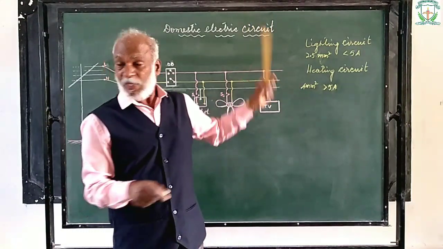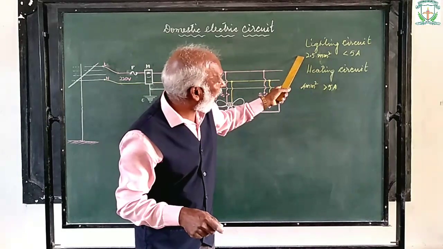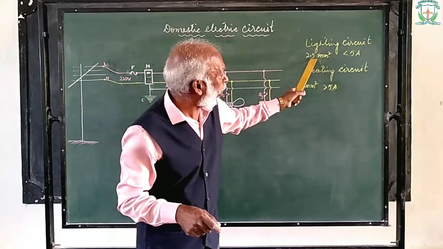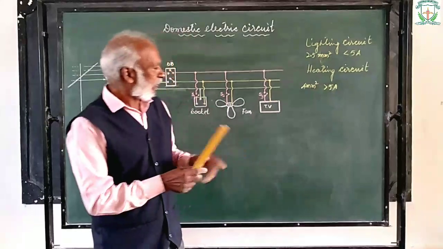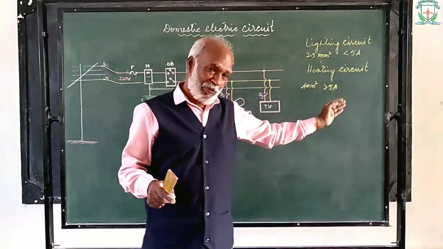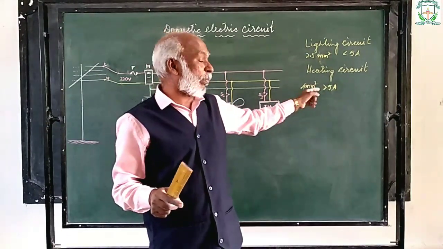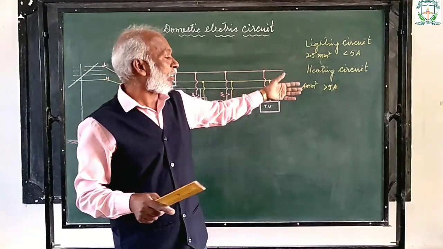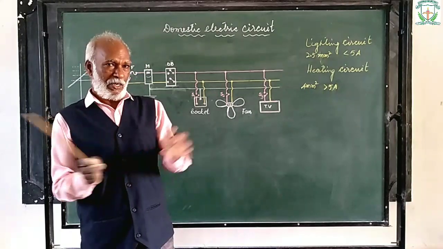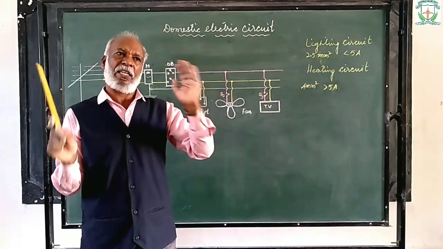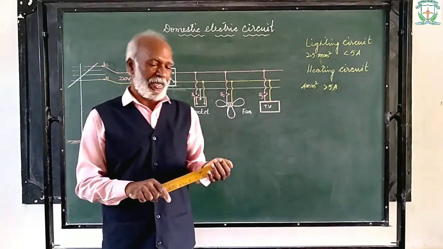So for the lighting circuit, 2.5 square mm thick wire is used. For the heating circuit, 4 square mm or more thick wire is used. So this is how the two circuits are made in the domestic wiring.